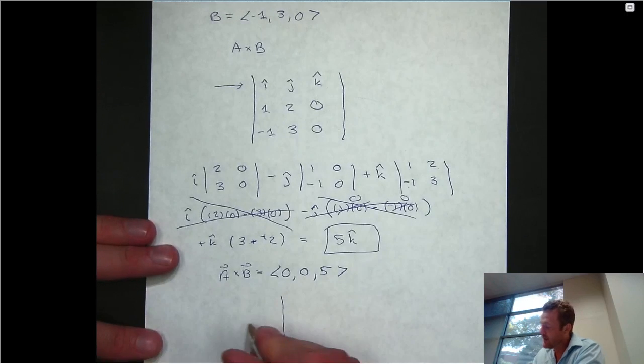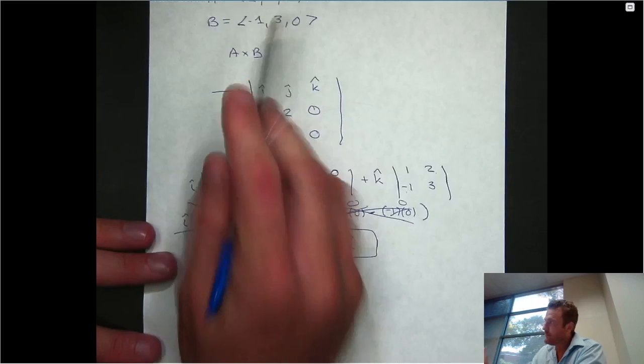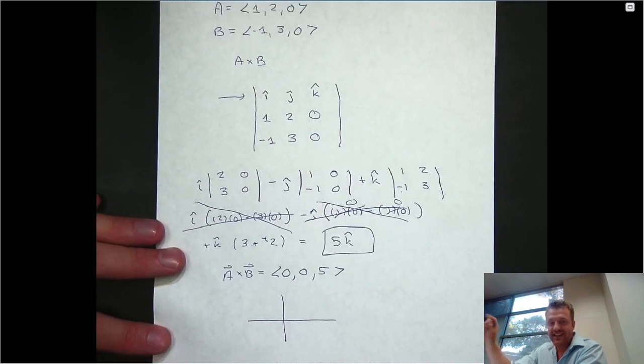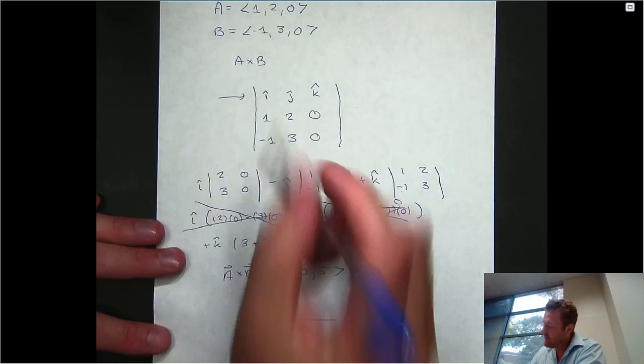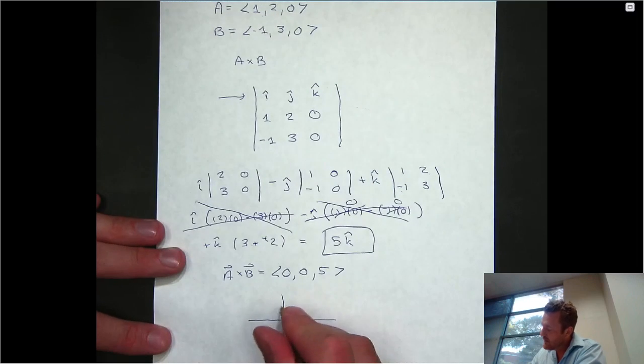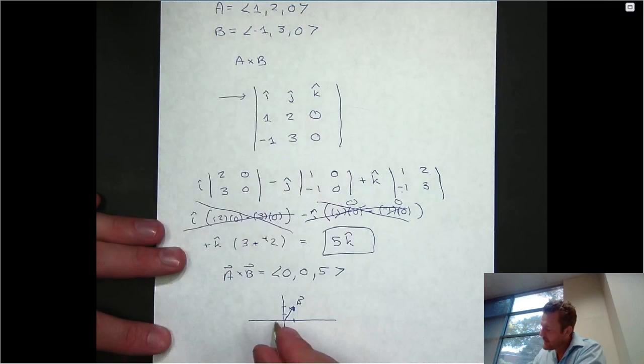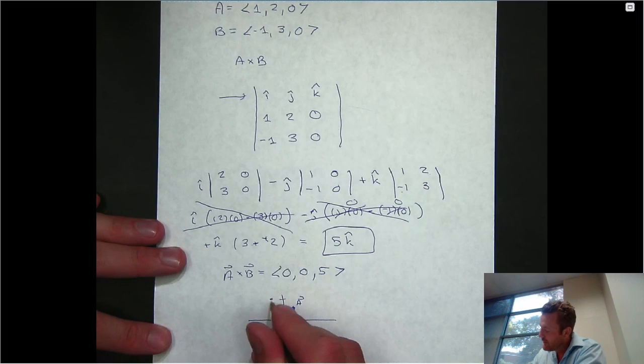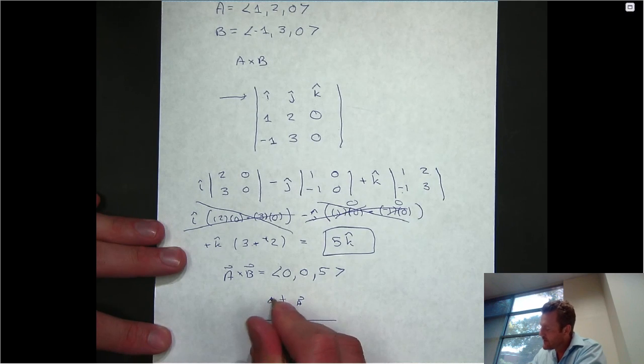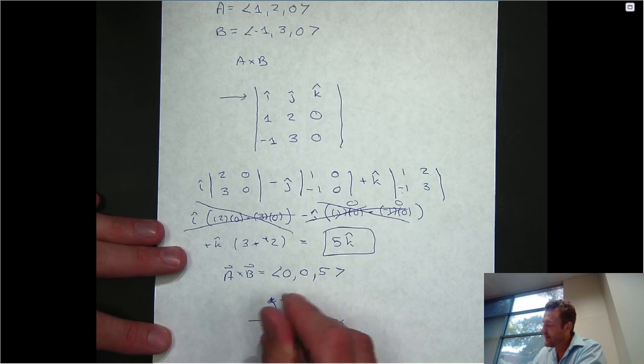Well, let's just sketch what A was. Notice that A had an, let me zoom out a little bit so you can actually see it, an x component of 1 and a y component of 2. So it's going to be over here. There is A. And notice that B had an x component of negative 1 and a y component of 3. There's B. So they both live actually in the xy plane.